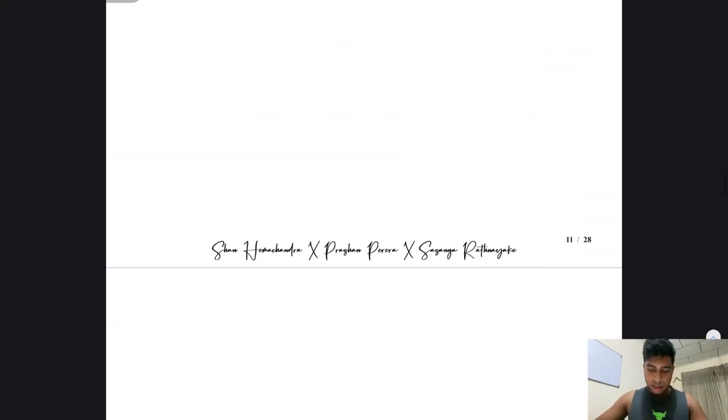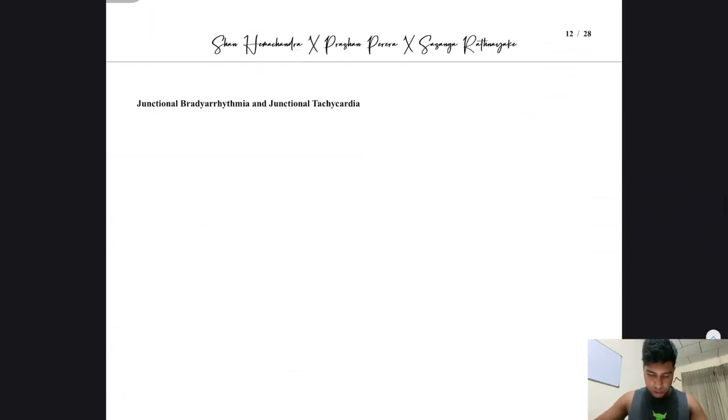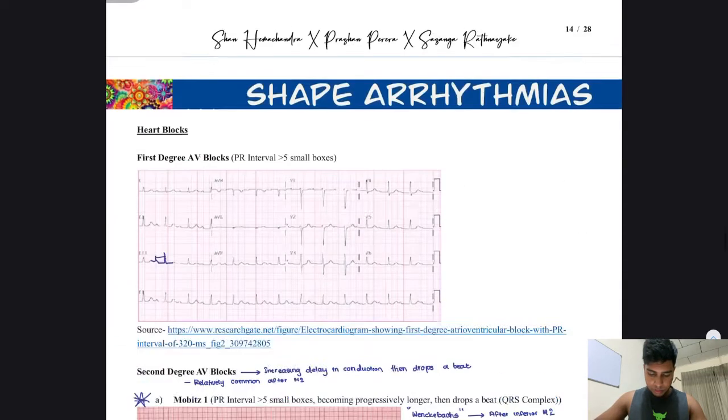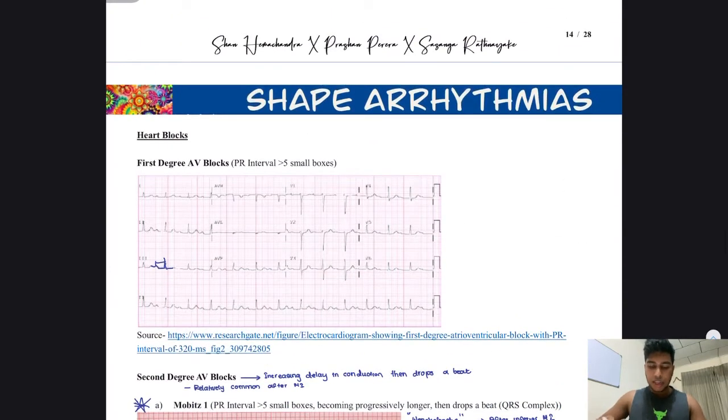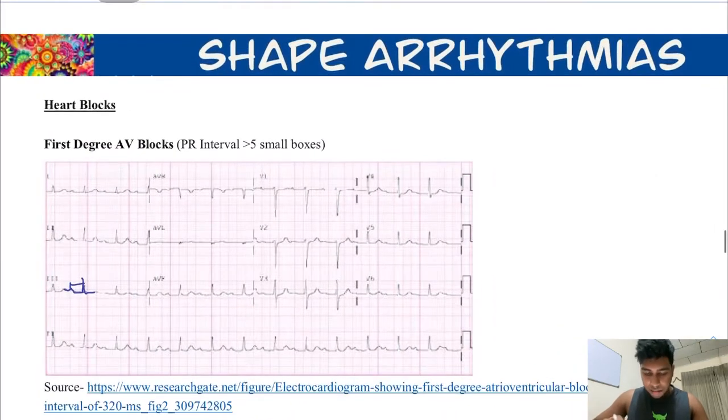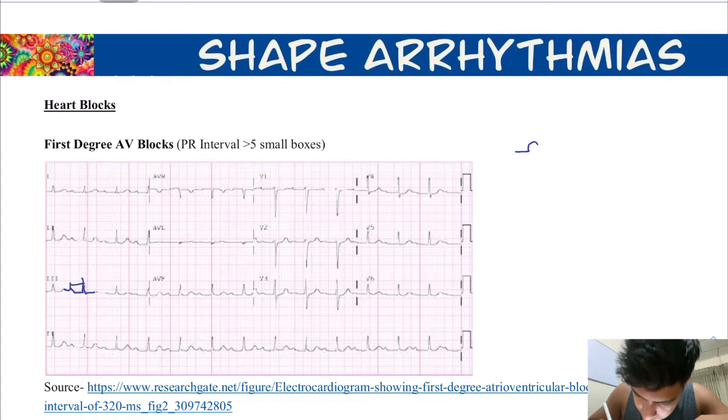So these spaces are for Prashant's notes. Next, we come to shape arrhythmias. Okay, I will give a final summary, but first I need to tell you, you need to look at each wave. You look at the P wave, you look at the gap between the P wave and the QRS complex.